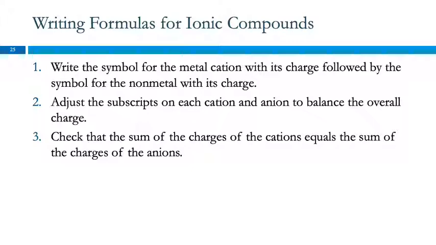We start out by looking at the formula for the metal cation with its charge and the formula for the anion with its charge. And then we're going to look at the charges to identify how many ions of each I need so that when I put them together, their charges add up to zero, because ionic compounds are neutral. They don't have an overall positive or negative charge. So we figure out how to do that with the subscripts, and then we double check and make sure that the charges are adding up. The charges of the cations equal the charges of the anions.